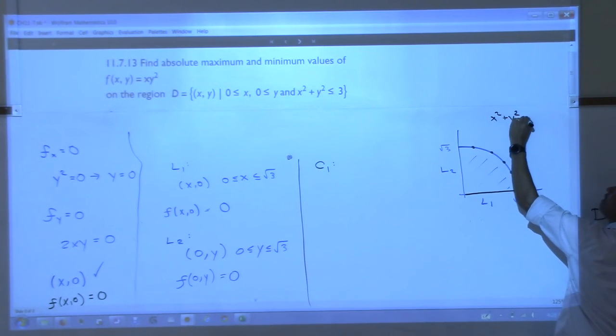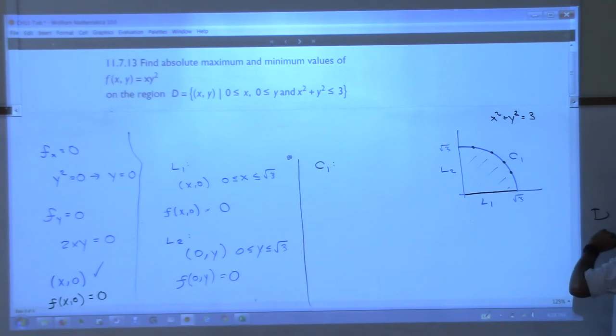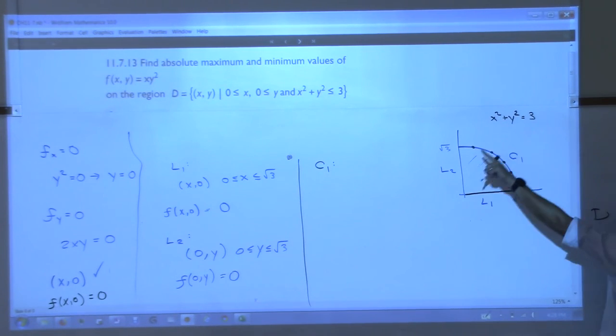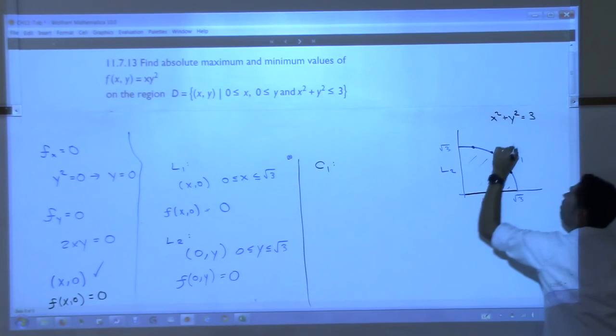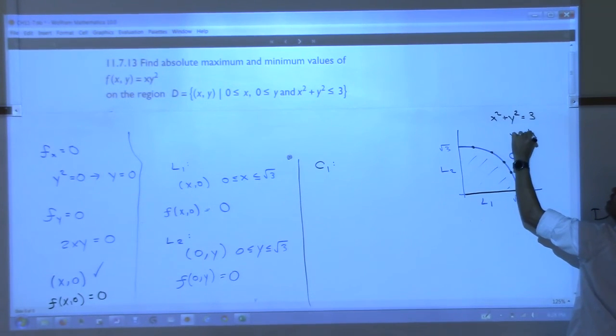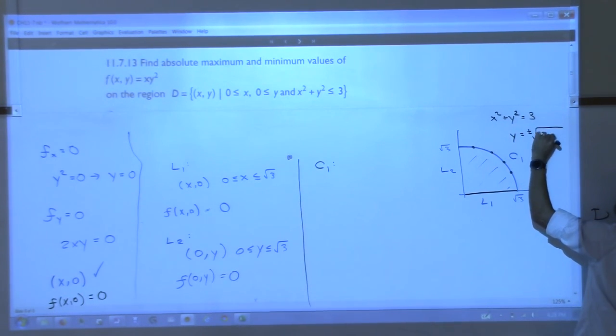Yeah, we take this equation of the circle, right there. We solve it for y. When we solve, that was given to us, right here. Solve that for y, and you'll get plus or minus the square root of 3 minus x squared, right? That's what you would get.